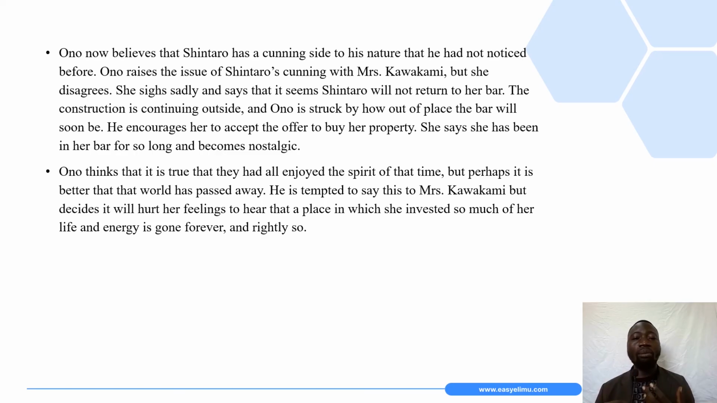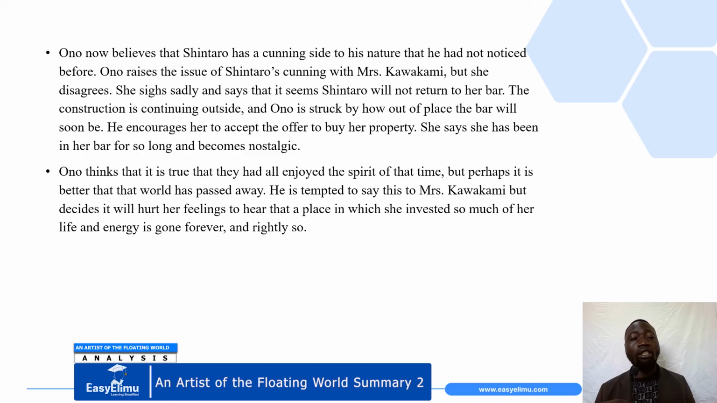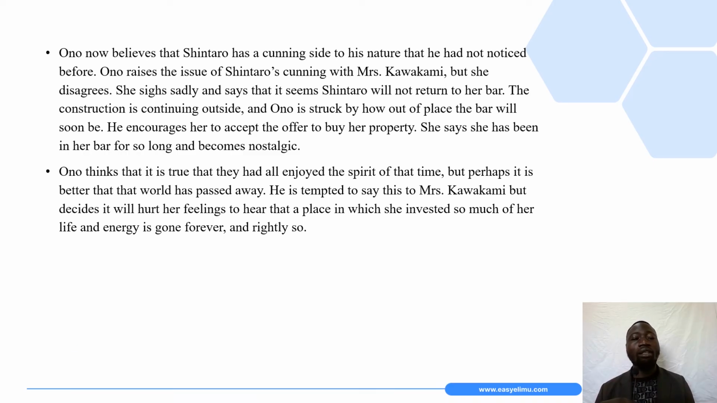So she says she has been in the bar. That is, Mrs. Kawakami responds to Ono by saying that she has been in the bar for so long and becomes nostalgic. So Ono thinks that it is true that they had all enjoyed the spirit of that time, but perhaps it is better that that world has passed away. So he is tempted to say this to Mrs. Kawakami, but decides it will hurt her feelings to hear that a place in which she invested so much of her life and energy is gone forever, and rightly so.